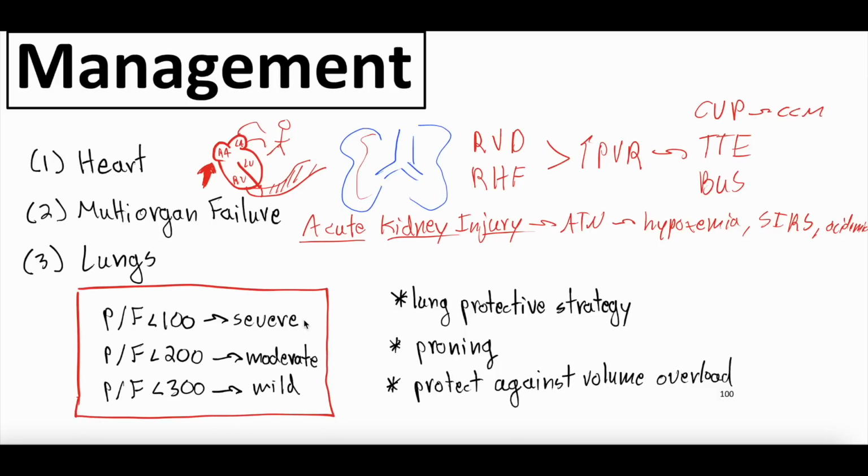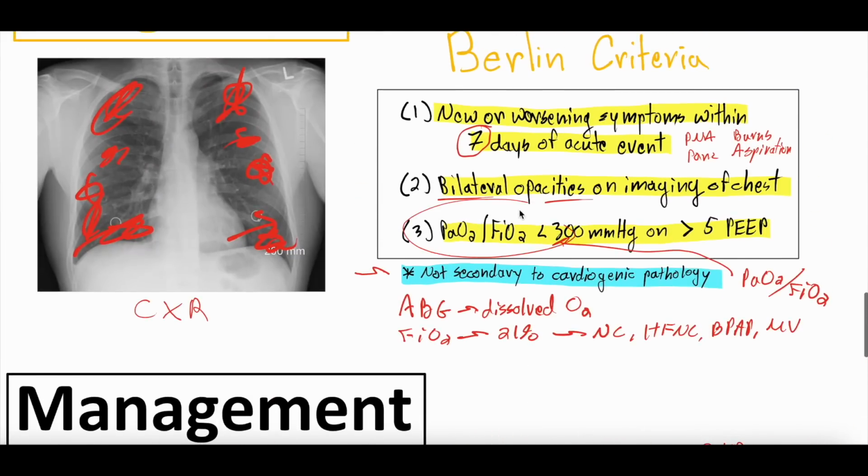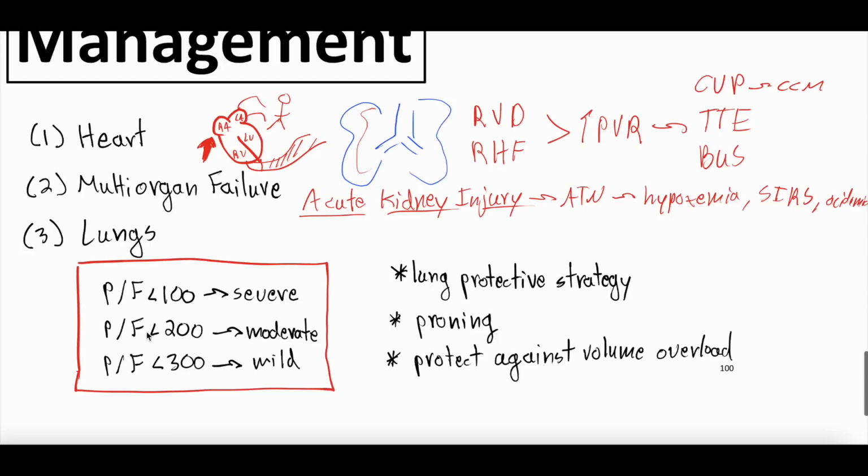So we talked about the P to F ratio, right? The PaO2 to FiO2 ratio. And there's mild, moderate, and severe, right? The P to F ratio less than 300 is mild. Well, we should say 200 to 300. The P to F 100 to 200 is moderate. P to F of less than 100 is severe.